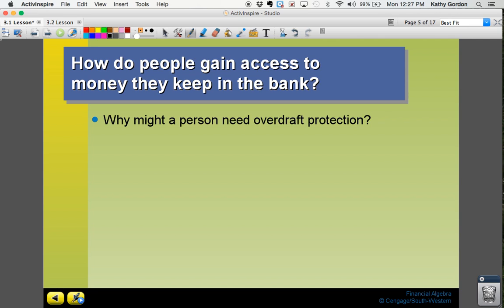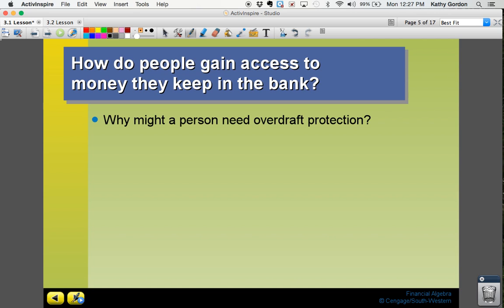Again, overdraft protection is something you usually have a choice about. It's not something you have to get. So whether you get it or not is kind of up to you and your own personality and your own level of carefulness when it comes to knowing how much money is in your account.